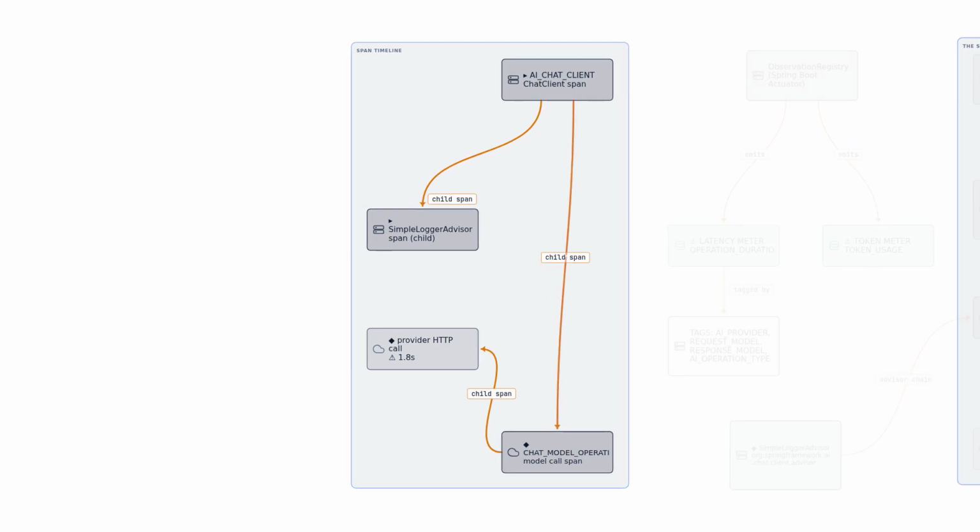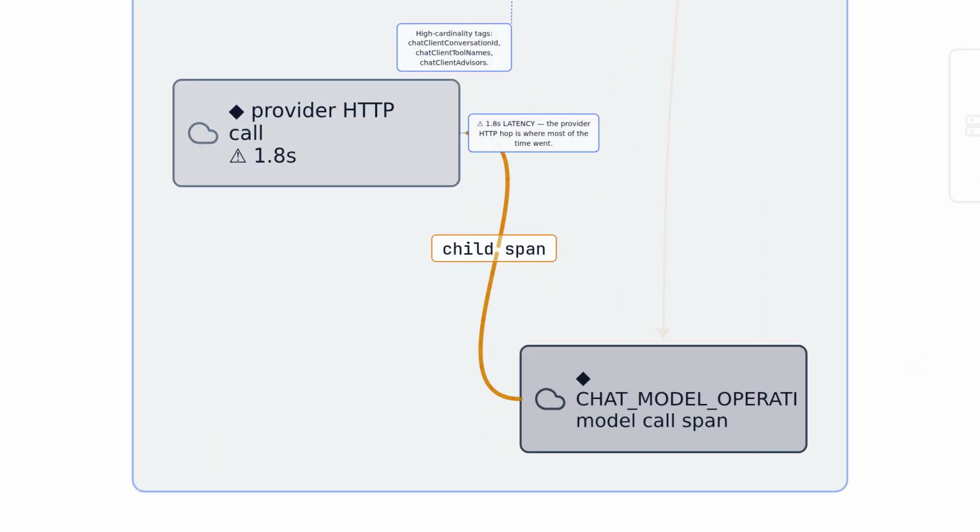1 ChatClient call is really a small tree of spans. The top span is your ChatClient call. Everything else nests inside it. The model call and the HTTP hop out to the provider, each with its own duration. When something is slow, you see exactly where the time went, not just that it happened.